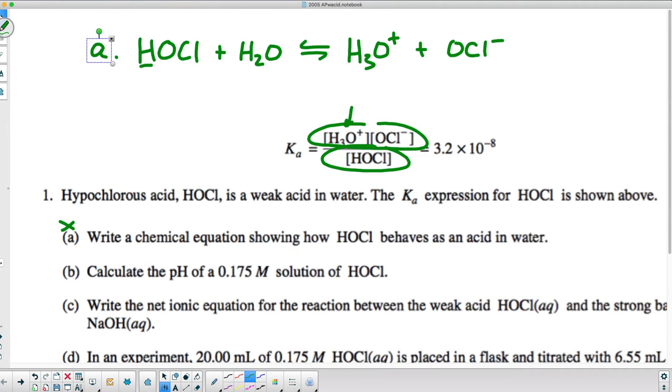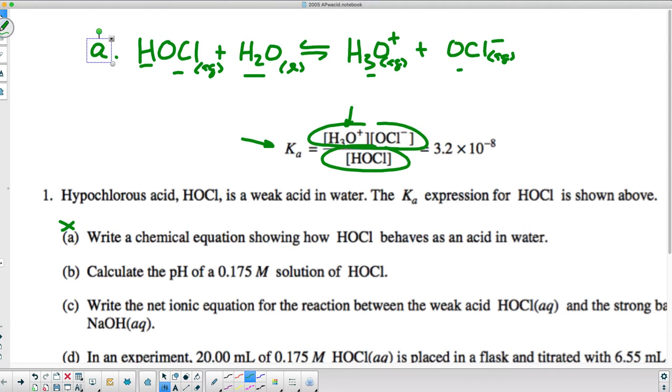Calculate the pH. Now you should be able to write the chemical equation, or vice versa. If you're given the chemical equation, you should be able to write the K expression for it. You would not include water because it's a liquid, but everything else that's aqueous or a gas should be included. This, of course, would go on the bottom because that's a reactant, and then our two products would go on the top.